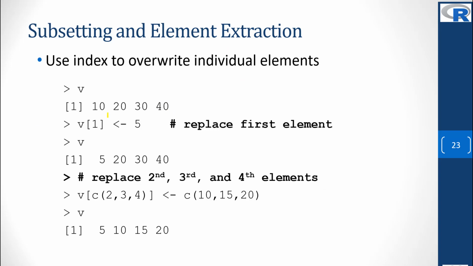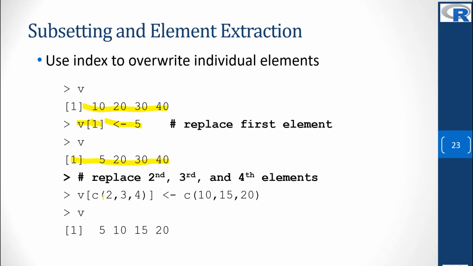We can use our assignment operator where we're using indexing. So here we've got a vector V, 10, 20, 30, 40. We're changing the first element. And again, this is very similar to how it works in arrays in other languages, except for that one base instead of 0. V sub 1, which is the first element, we're assigning it to 5, and it replaces in the original vector the 10 with the 5.